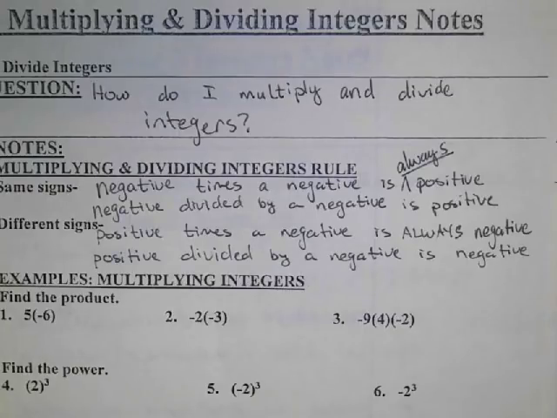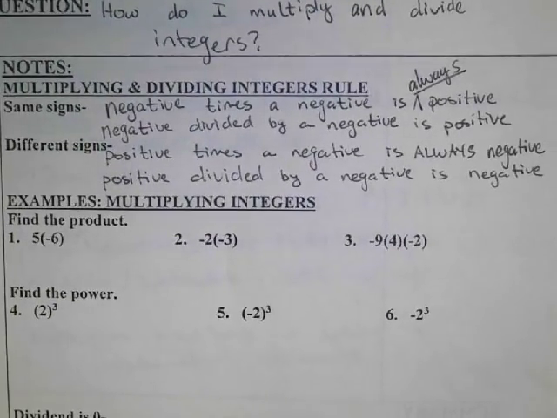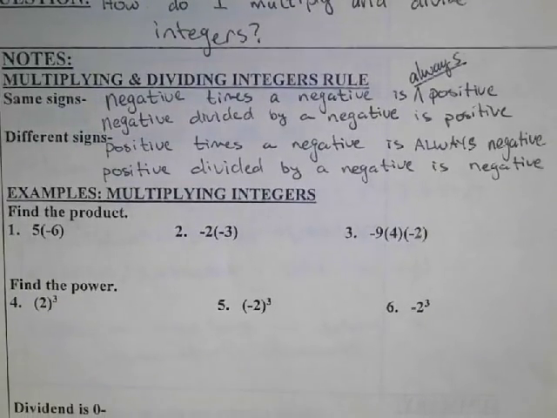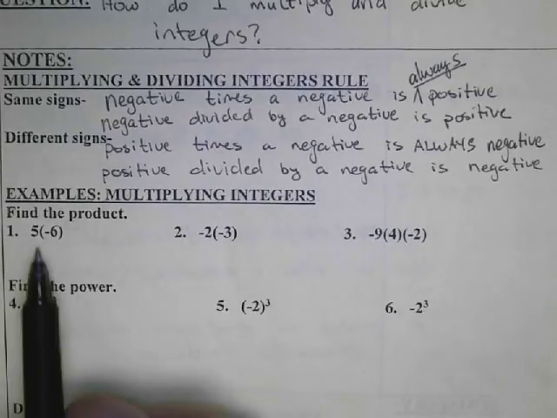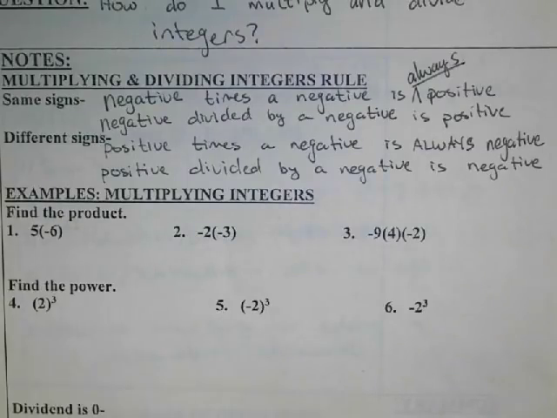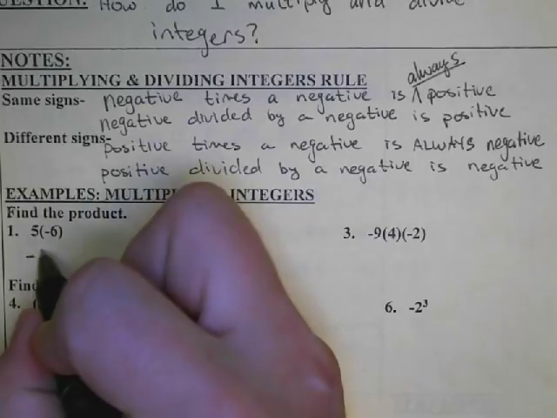So let's look at our multiplying rules. So we're going to find the product. Remember, the product is the solution to a multiplication problem. So I see 5 times negative 6. So we have a positive times a negative, and that will always be a negative. So we go negative, and then 5 times 6 is 30.